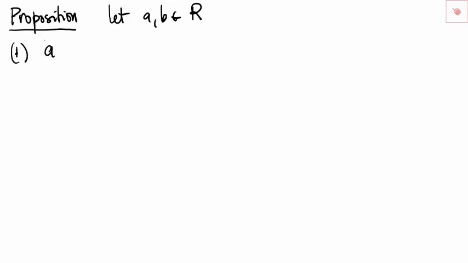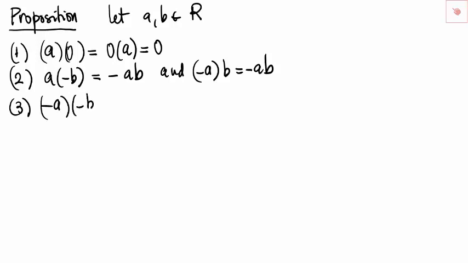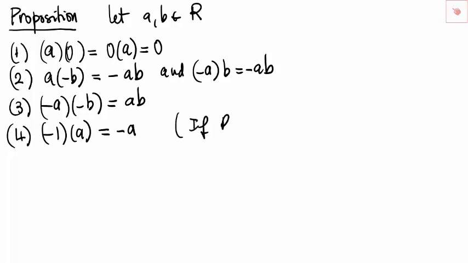So here's a proposition. Let A and B be two elements in a ring. Then, one, A times 0 is 0 times A, and that will be 0. Two, A times the additive opposite of B is actually the opposite of AB, and the opposite of A times B is the opposite of AB as well. Three, the opposite of A times the opposite of B is AB. Fourthly, negative 1 times A is equal to negative A if R is a ring with unity.